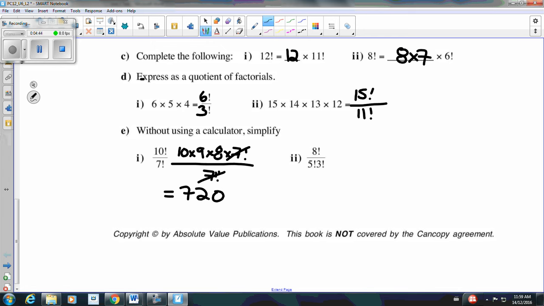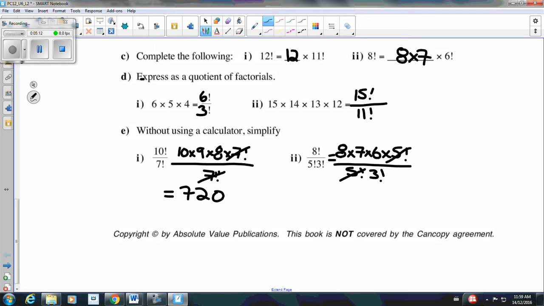Okay, now here I have 8 factorial over 5 factorial times 3 factorial. Well, this one's a little bit trickier, but I can go 8 times 7 times 6. Well, now I'm at 5, so I'm going to write this as 5 factorial. So now I know I can get rid of the 5 factorial, but I still have a 3 factorial on the bottom. So let's see if there's any way I can cancel that out.